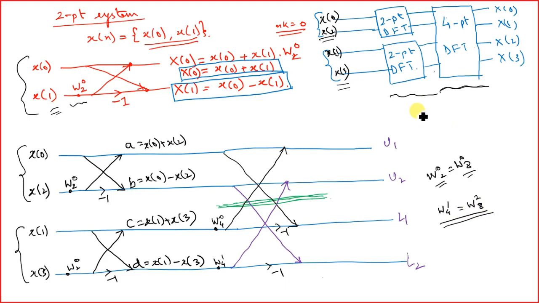The reason being, we have talked about e to the power minus j 2 pi kn by capital N. In one instance I am telling 1 by 4, right? For W4^1 it is 1 by 4, and if you are talking about W8^2, this component would become 2 by 8, which is again 1 by 4, right?